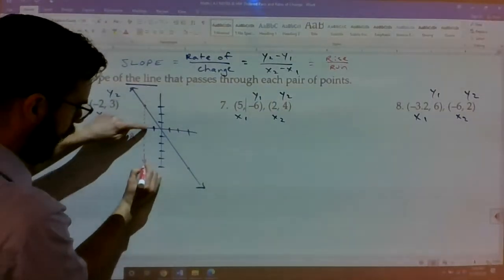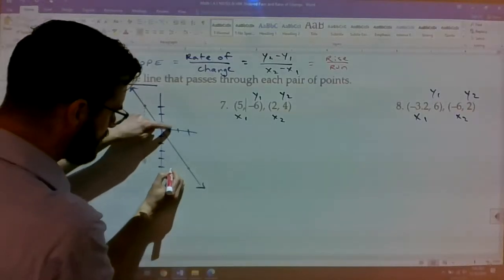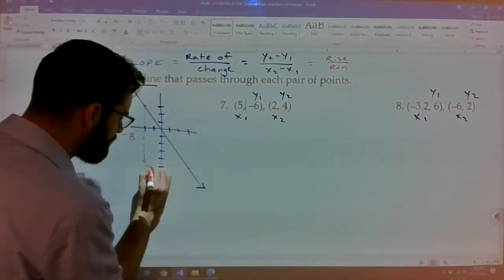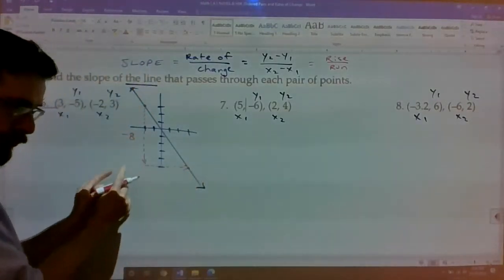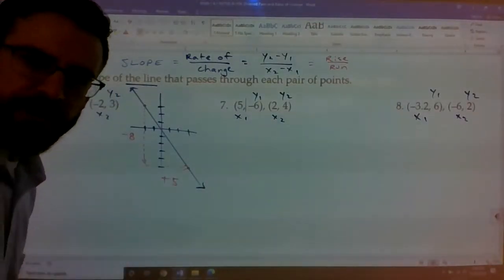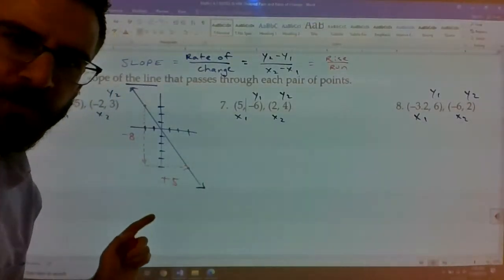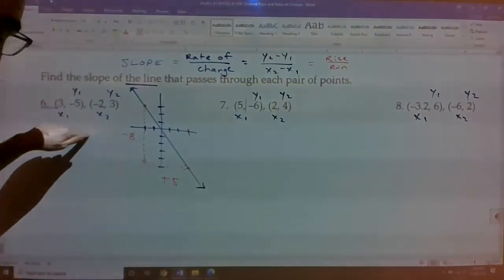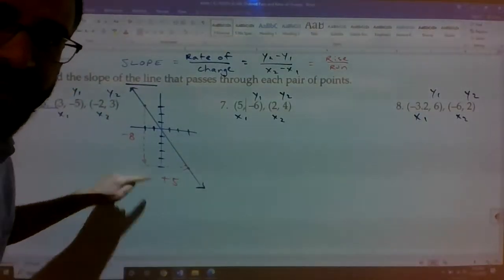And then you're going to run 1, 2, 3, 4, 5. Since it's right, it's positive 5. This is really what you're computing: the rise over the run. The slope of this line is going to come out to be negative 8/5.